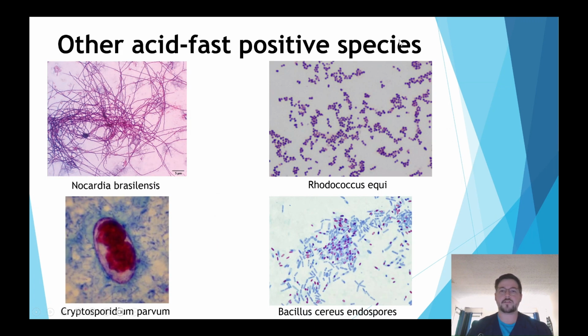So here are other acid-fast positive species. I talked about the Nocardia already. Rhodococcus can be partially acid-fast positive as well. And you can also use modifications of the acid-fast stain to get staining on Cryptosporidium species and on endospores for Bacillus species.